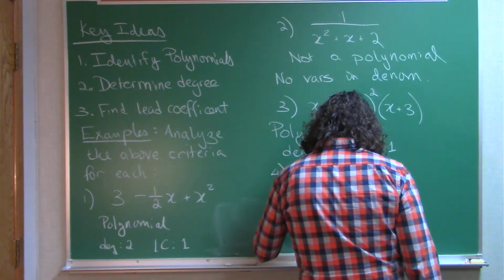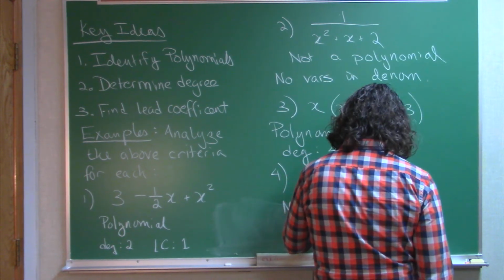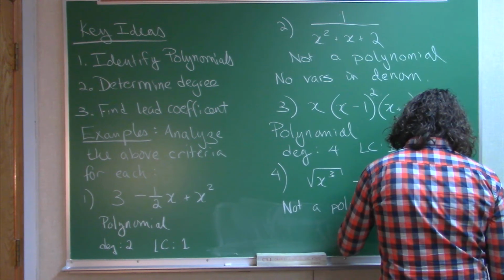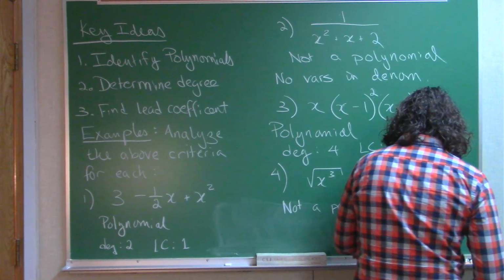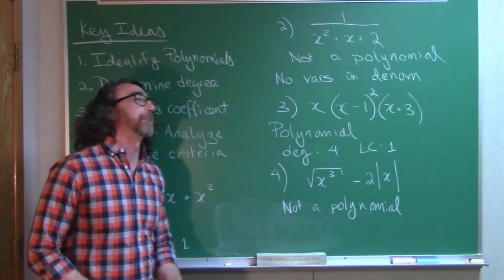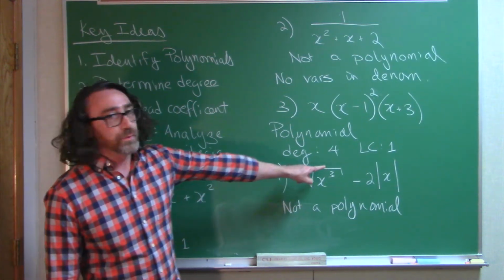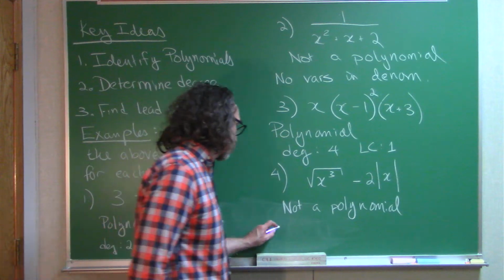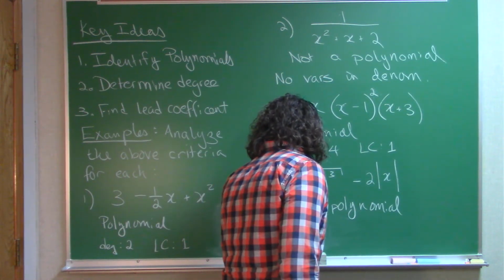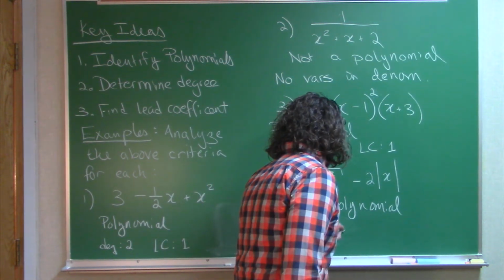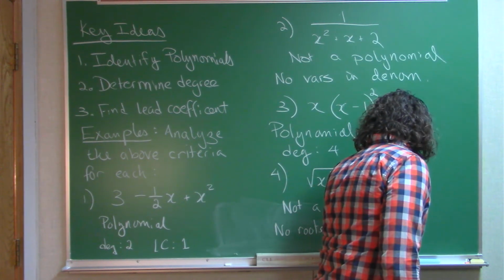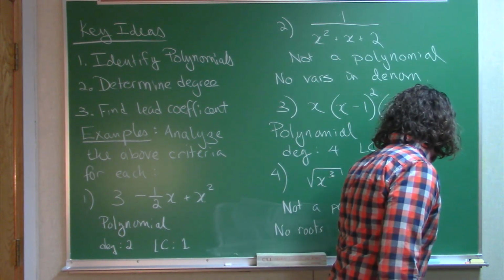This last example is also not a polynomial. Okay? No roots. No roots allowed in a polynomial. No absolute value allowed in a polynomial.